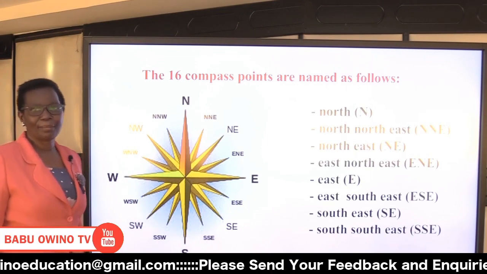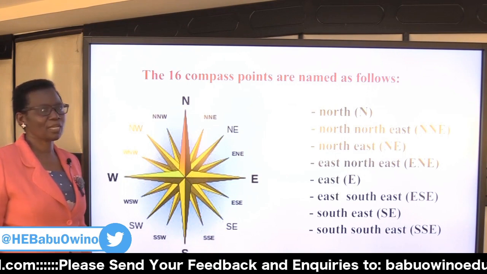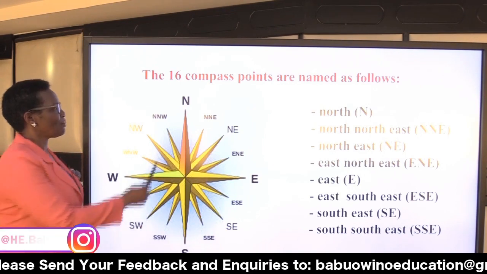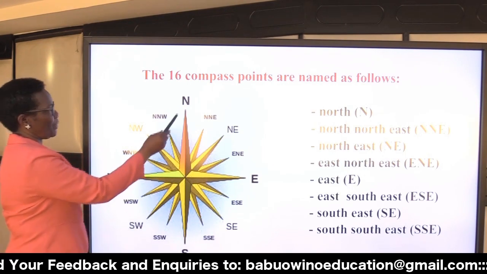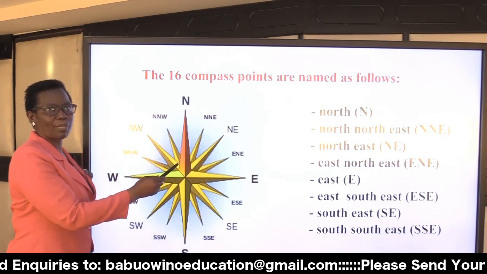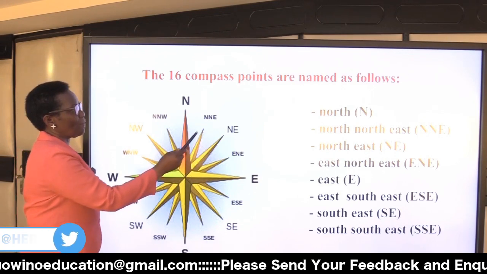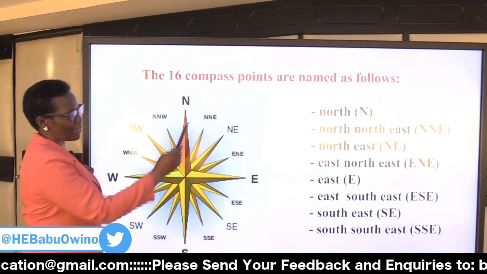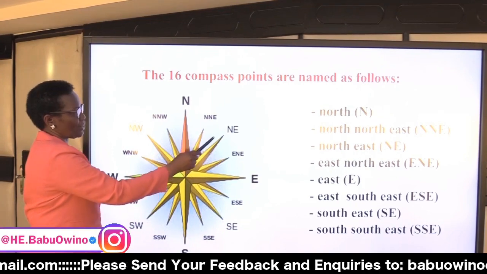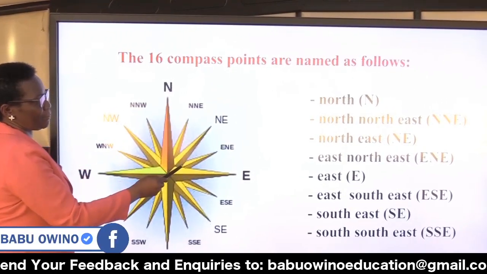Look at the way it is named. Just take a look. From the north, this particular point here, you can see it again. I'll repeat, because maybe it passed you when I was talking about it earlier. We have the north northeast over there. Then we have northeast here. Then we have east northeast.